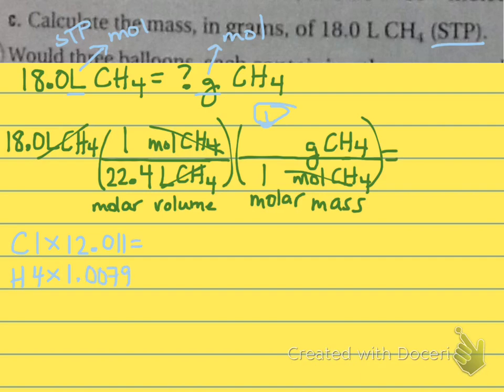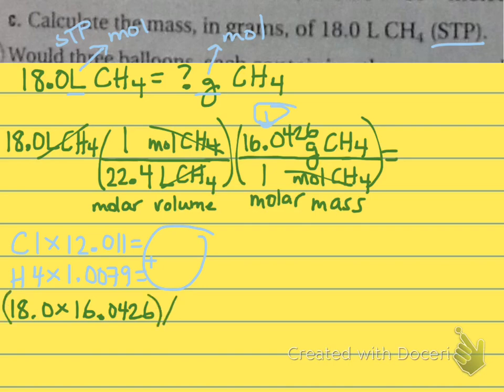Hydrogen is 1.0079. I'm going to multiply those and then add those two answers together. Okay, so 12.011 plus 4 times 1.0079, and I get 16.0426. So again, calculator wise, I'm going to take 18, multiply it by 16.0426, and I'm going to take that answer and divide it by 22.4.